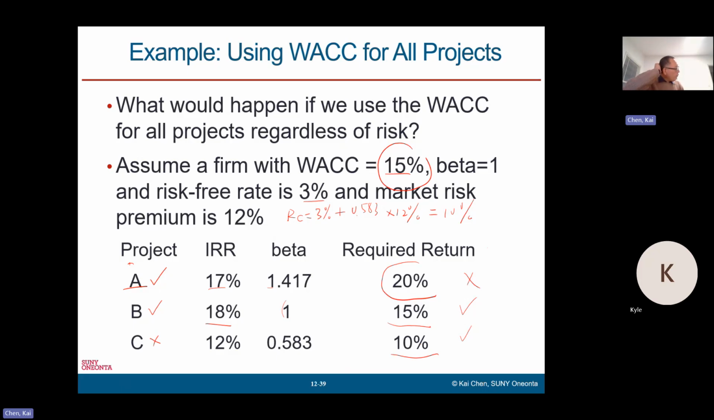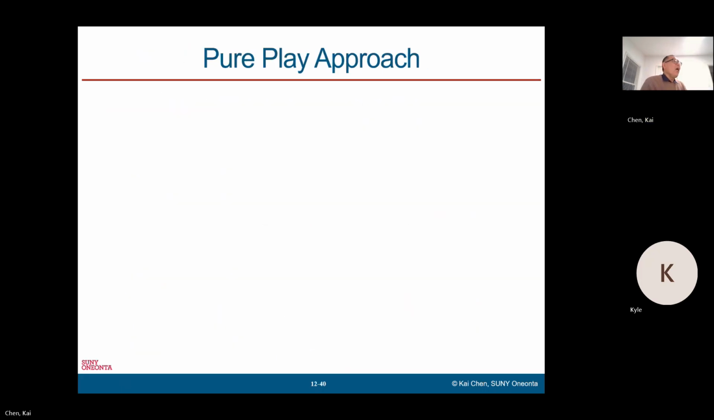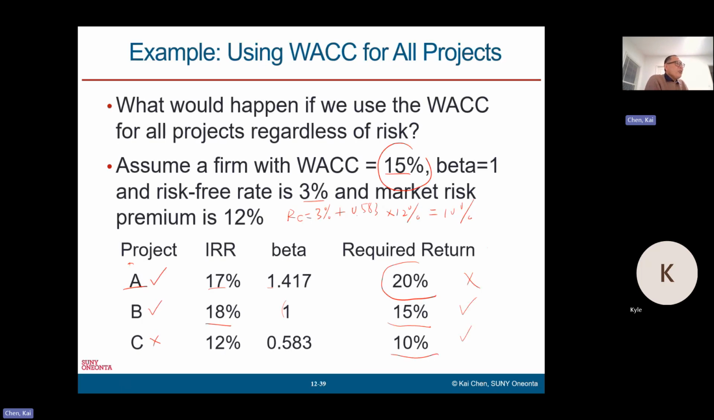Okay, so from this example, we realize it is important to estimate the project's individual risk and estimate their individual required rate of return, and then make the decision. Now let's see, how can we estimate the project's individual risk and individual required rate of return?